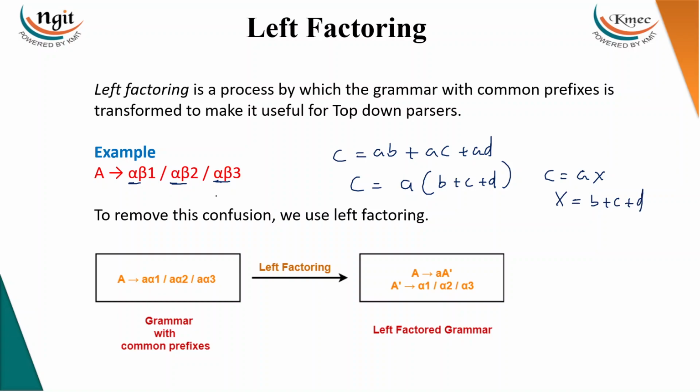In mathematics. Same way. See, this is A common. Then what we can do, if A alpha is common, this common one you take only one time. For the uncommon thing, you introduce a new non-terminal A dash, right? So A alpha A dash. What is A dash? The uncommon parts: alpha 1, alpha 2, alpha 3. That you can take, right?